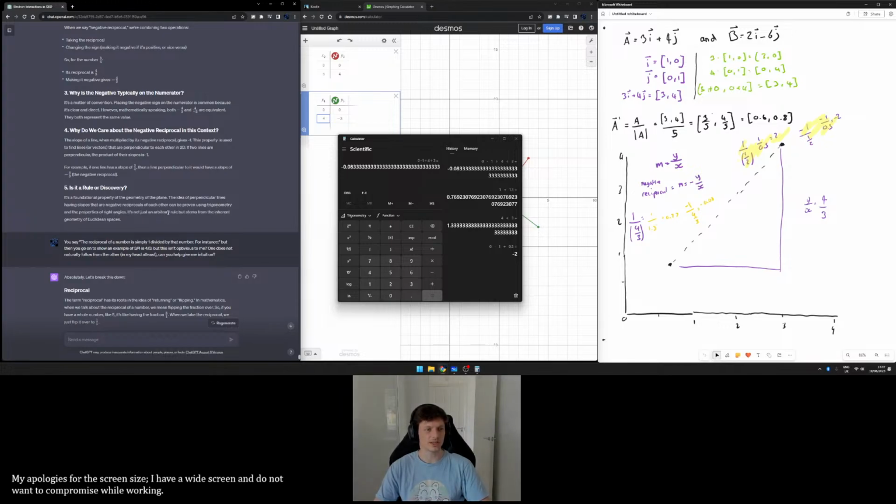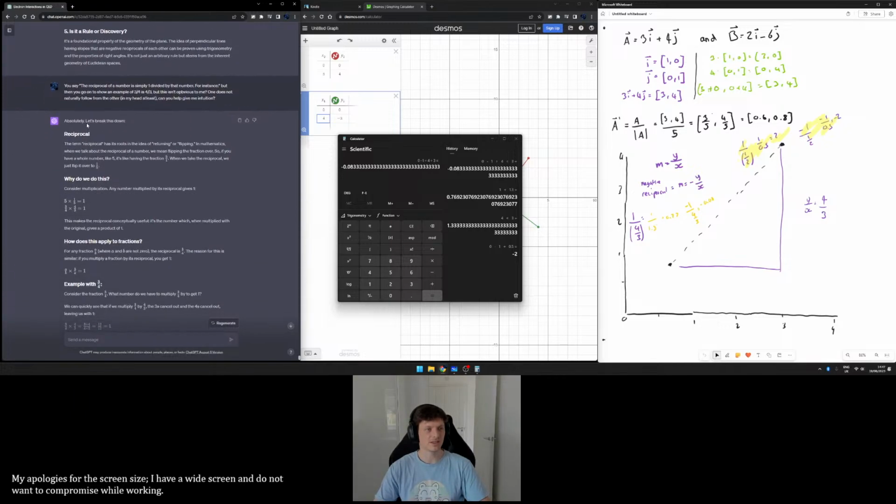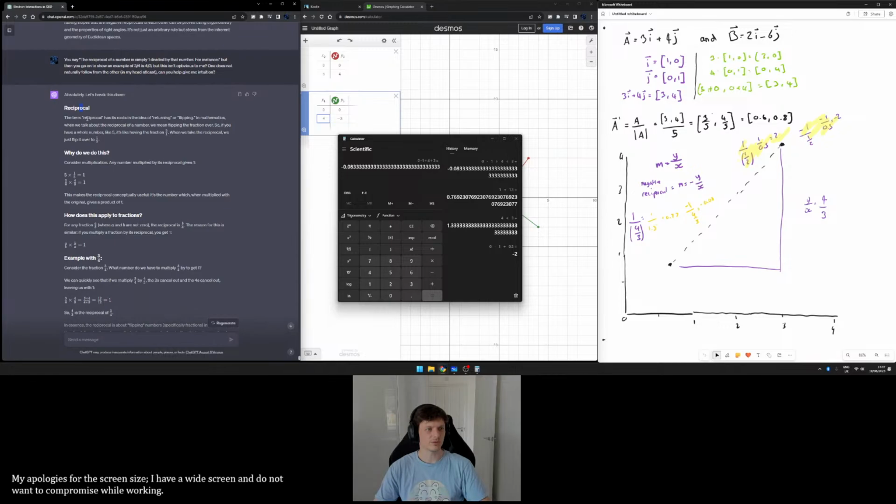It's not just an arbitrary rule but stems from the inherent geometry of Euclidean spaces. Let's break it down. Reciprocal. The term reciprocal has its roots in the idea of returning or flipping. In mathematics, when we talk about the reciprocal of a number, we mean flipping the fraction over. So if you have a whole number like 5, it's like having the fraction 5 over 1. When we take the reciprocal, we just flip it over.